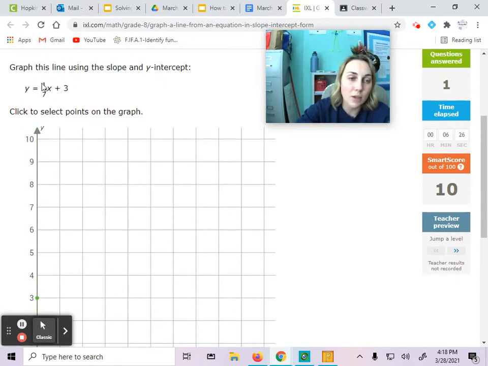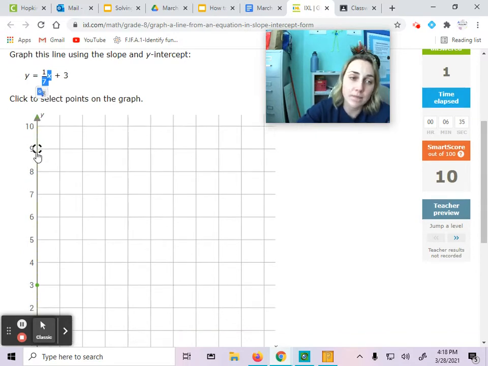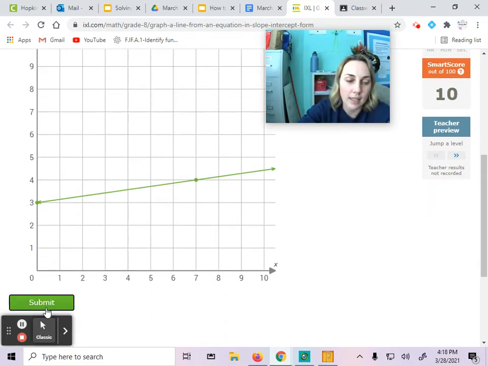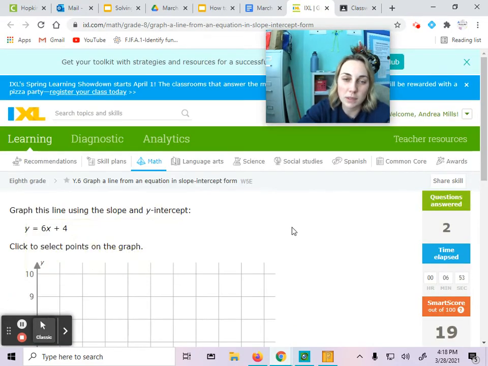My next step, my slope says I have to rise 1 time because my numerator is 1, and then I'm going to run 7 times because my denominator is 7. So from here, I'm going to rise 1 time, and then I'm going to run 7 times. I'm going to have to count that. 1, 2, 3, 4, 5, 6, 7. And there you go. I've plotted my second point, and this IXL makes the line for you, so you're done. Submit. I like the fireworks better.